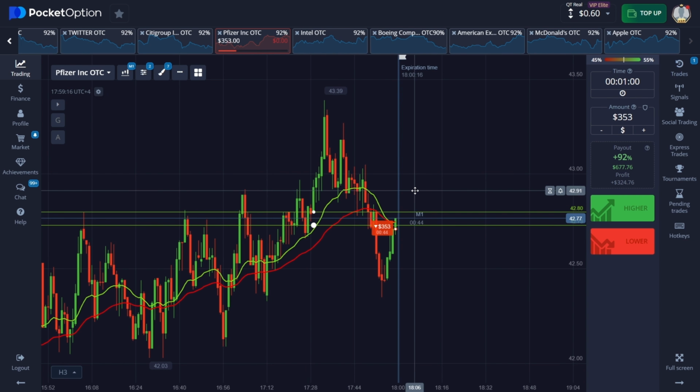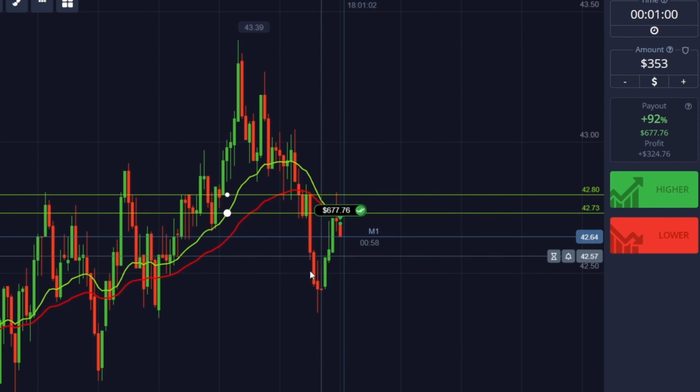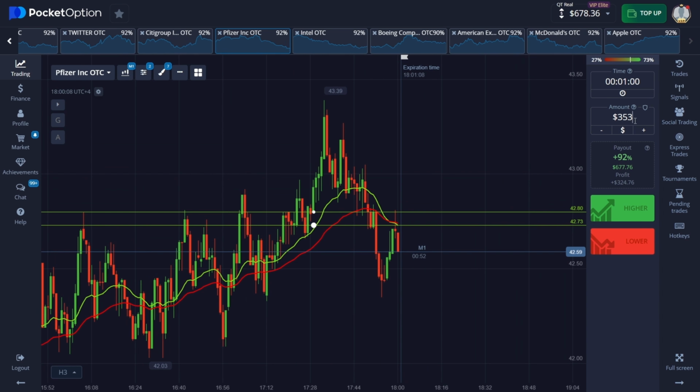Currently, the trade is not in our favor, but is taking a reversal from the second resistance level. Let's see. Now the candle is turning back and moving in our favor. With only a few seconds left, it looks like a risky trade. But yes, we won another trade. It looked risky, but we won. Now my balance has increased to $678.